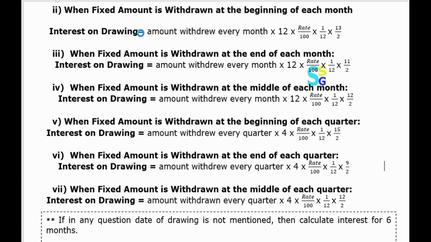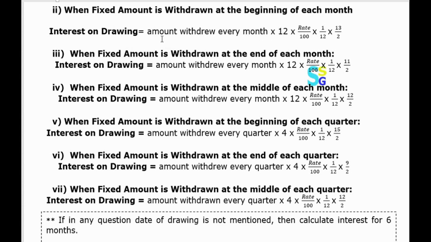Interest on drawing is equal to amount withdrawn every month into 12, into rate by 100, into 1 by 12, into 13 by 2. I am coming to all those matters. This is the formula. Amount withdrawn every month into 12.